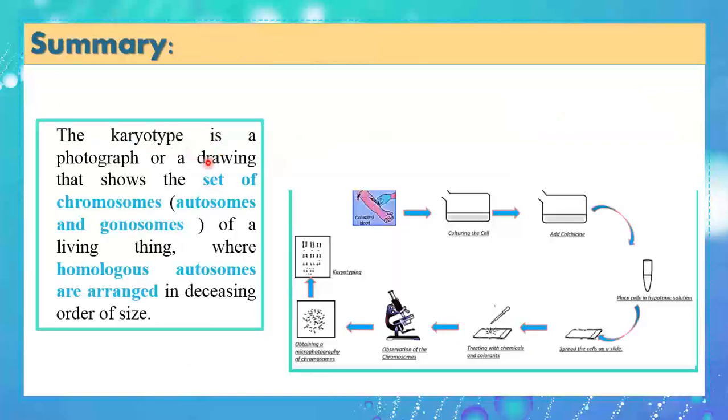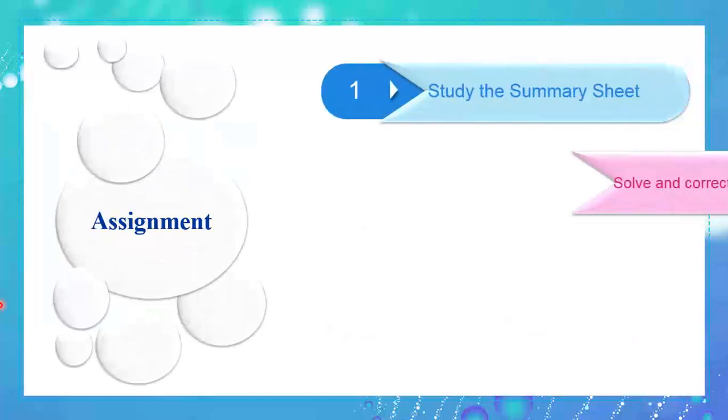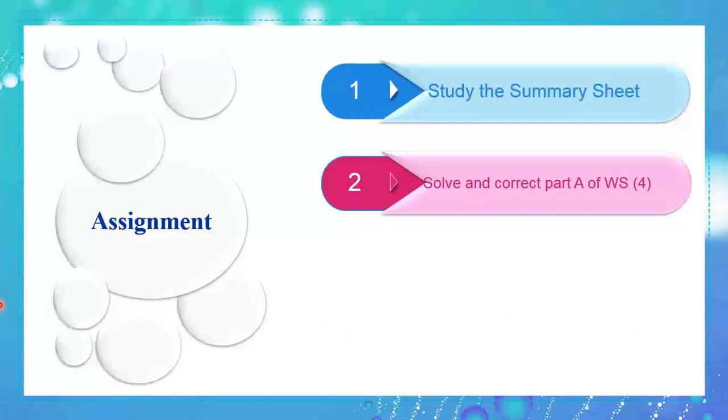In this video, you've learned to define a karyotype as a photograph of different autosomal and gonosomal chromosomes arranged according to different criteria, and that this karyotyping technique is a set of steps, each step with a certain importance. As an assignment, please make sure to study the summary sheet and to solve and correct Part A of Worksheet 4.